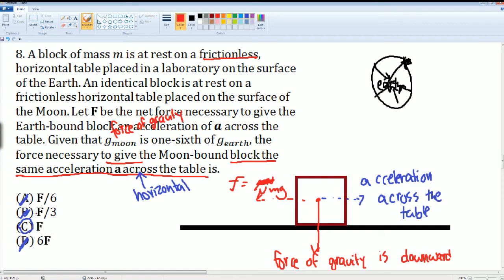It would be B if there is friction. A would also be possible. But currently it's frictionless, so it's just F because it's going across. Friction has nothing to do with it. Force of gravity has nothing to do horizontally.